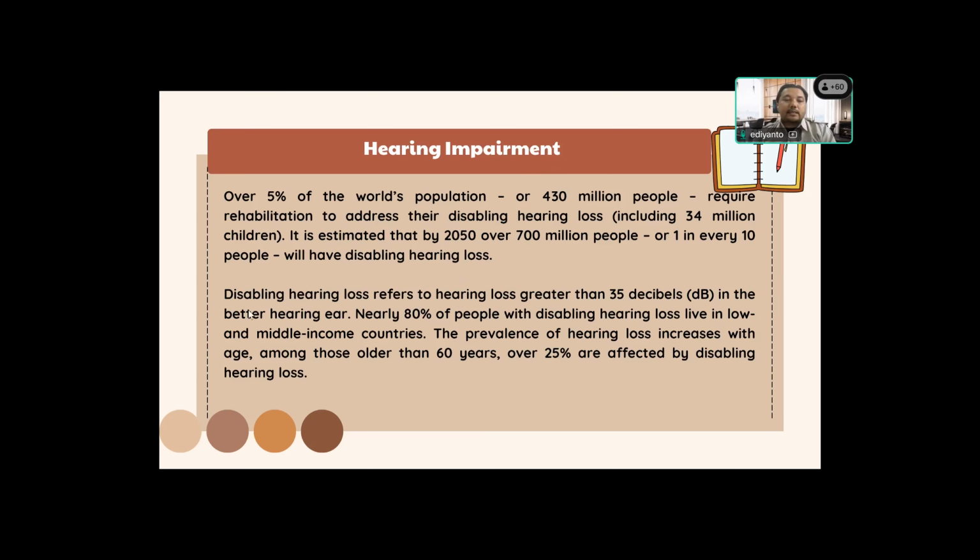Next, disabling hearing loss refers to hearing loss greater than 35 decibels in the better hearing ear. Nearly 80% of people with disabling hearing loss live in low and middle income countries, and the prevalence of hearing loss increases with age: among those older than 60 years, 25% are affected by disabling hearing loss. So we need to make innovation on this topic.